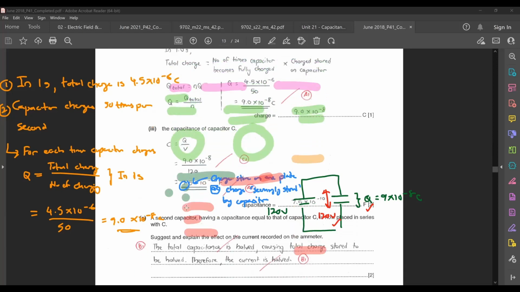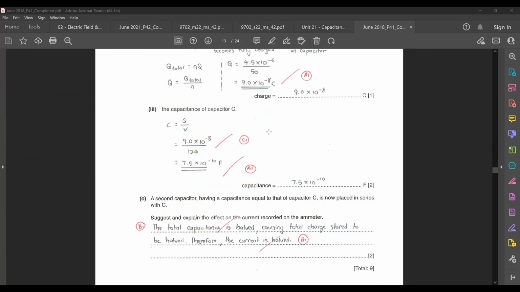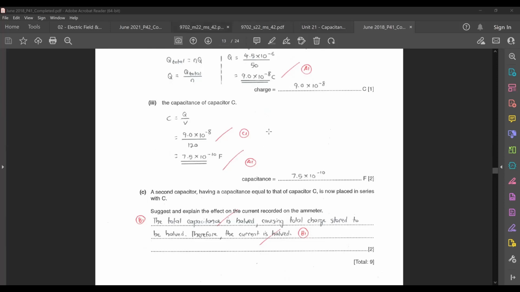Okay, so if this is okay, then you move on to C. Now for C, you have a second capacitor having a capacitance equal to that capacitor C that's now placed in series with C. Suggest and explain the effect on the current recorded inside your ammeter.